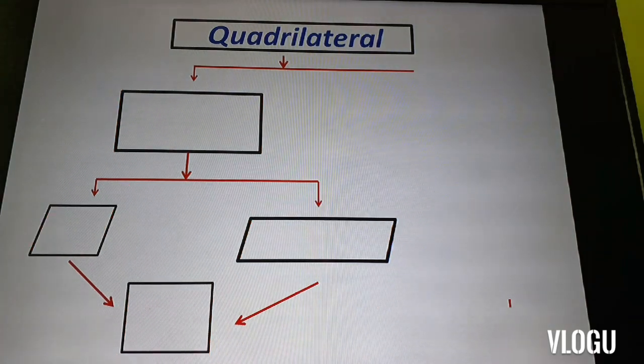isa sa characteristic ng atin pong four quadrilaterals na interconnected to each other ay lahat silang apat meron pong tinatawag na two pairs of parallel lines. Nasaan yung pairs na yun? Ito at saka ito one pair. Ito naman at saka ito one pair. Ibig sabihin nun, ang isang rectangle ay merong two pairs of parallel lines.